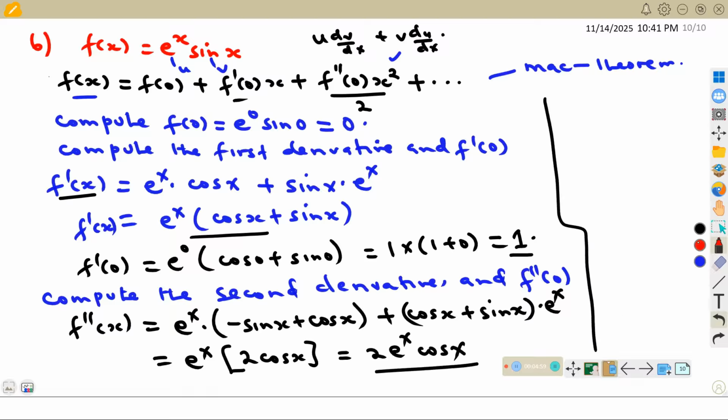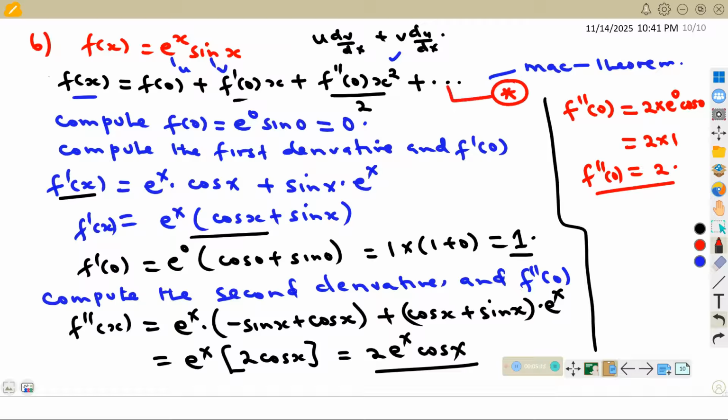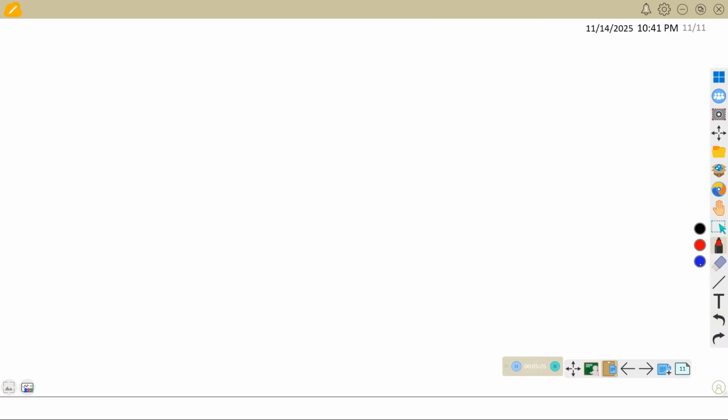So having obtained that, let us get f double derivative of 0, which is same as 2 times e to power 0 cos of 0. So this will give us 2 times 1, and this will be equal to 2. So this is f double derivative of 0. So from this, we can call this one equation star. So from our equation star, we shall have.